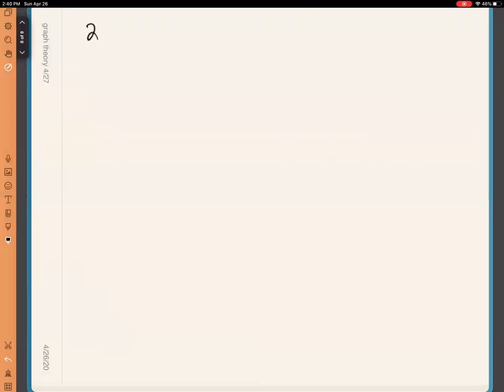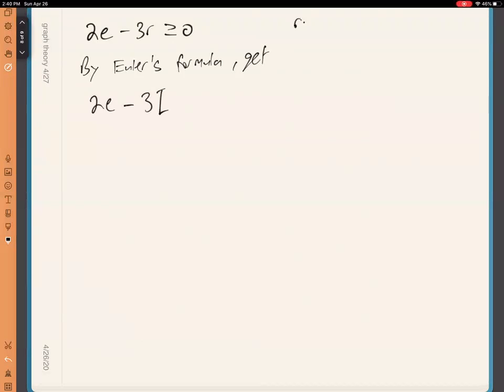Right, so let me just copy this over. I have 2e minus 3r bigger than or equal to 0. Well, if I plug in Euler's formula, remember the graph is planar, so I'm allowed to do that. Let me plug it in for r. So I get 2e minus 3 times, remember r is e minus n plus 2, because v is equal to n since there are n vertices. So I get 2e minus 3 times (e minus n plus 2). This is bigger than or equal to 0.